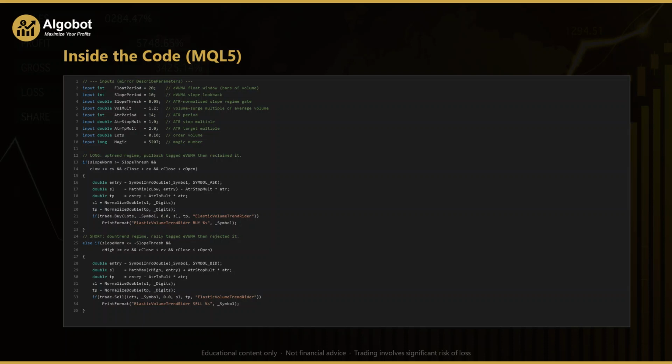Notice how the stop loss is the lower of the pullback low or entry, minus 1 ATR, and the take profit is entry plus 2 ATR. The short block is the mirror image.